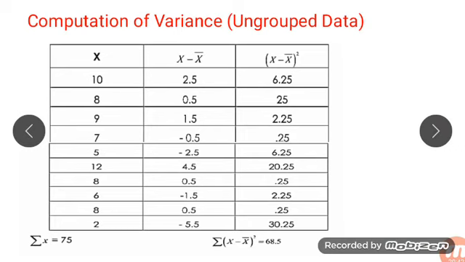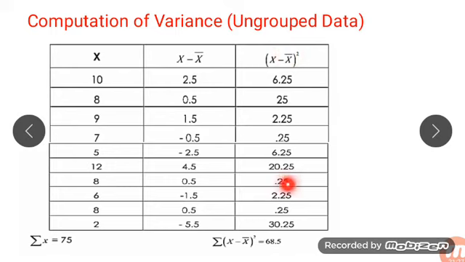Now x bar should be subtracted from each of the observations. It is 7.5. When 7.5 is subtracted from 10, we will get 2.5. When 7.5 is subtracted from 8, we will get 0.5. When 7.5 is subtracted from 9, we will get 1.5, and so on. Now we can see that some values have negative and some have positive signs, so they may cancel each other out and we may get 0. So in order to avoid this, we will take the square of all these. After taking the square, 2.5 squared will be 6.25. 0.5 squared will be 0.25, and so on. You have to continue the same process till the end.